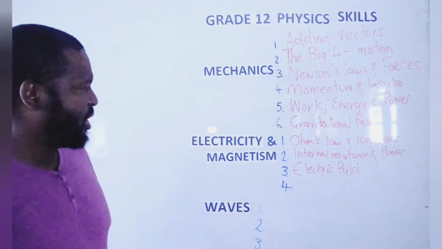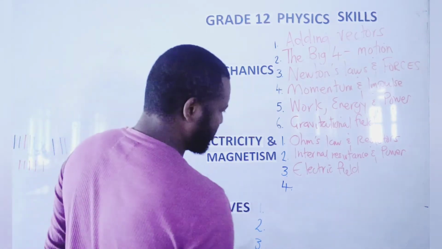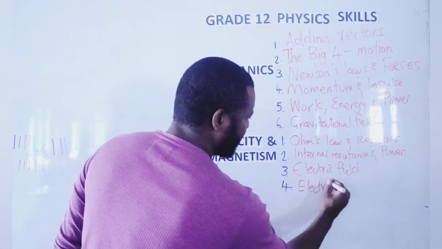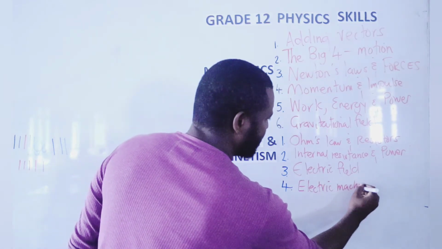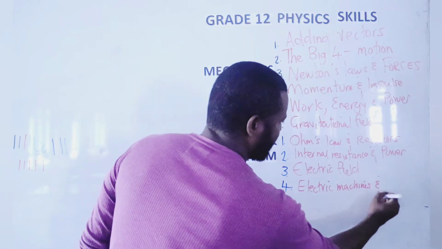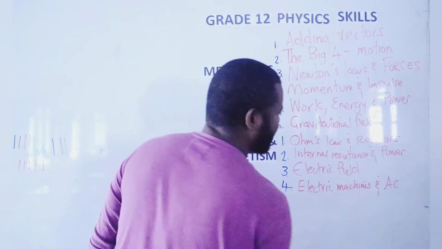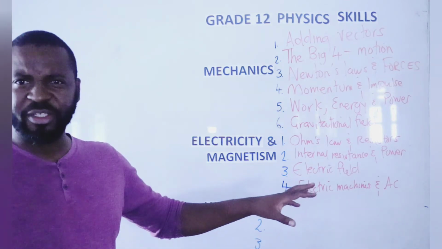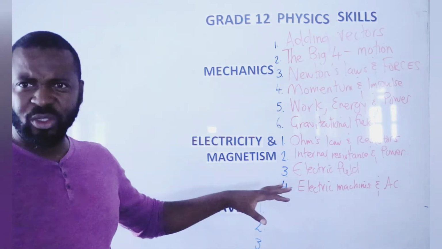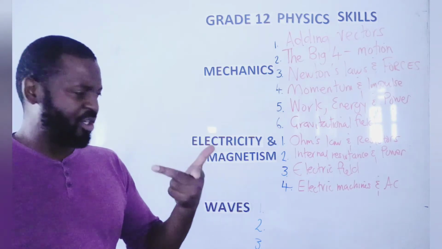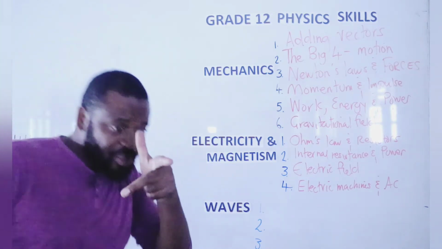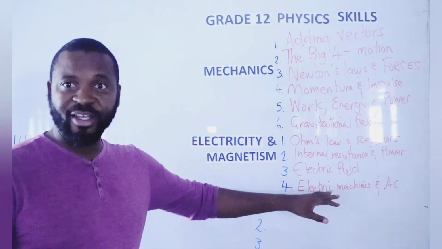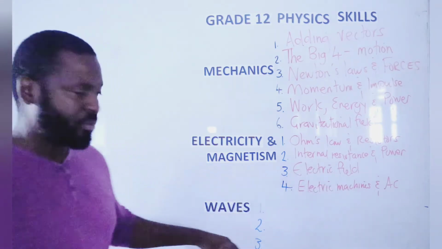Then the last concept that we talk about is to do with electric machines and AC current. Electric machines and alternating current. Faraday's law. Normally in an exam you must be able to see yourself doing this. It's all under this part of electric machines and alternating current.